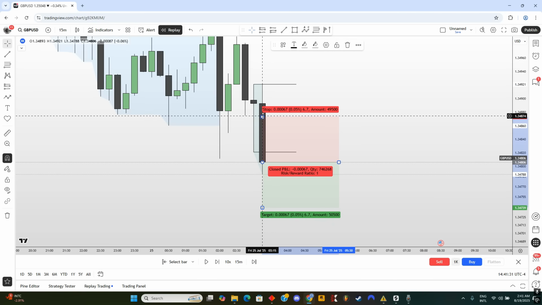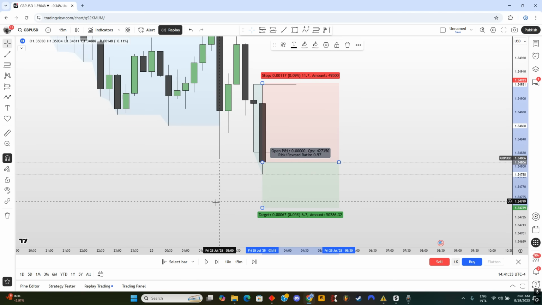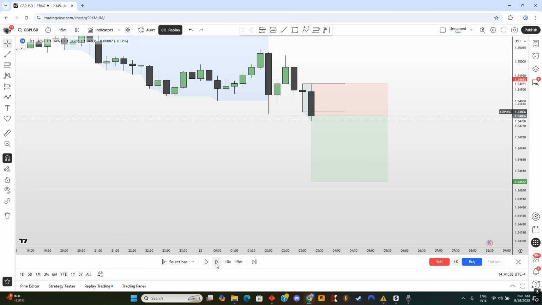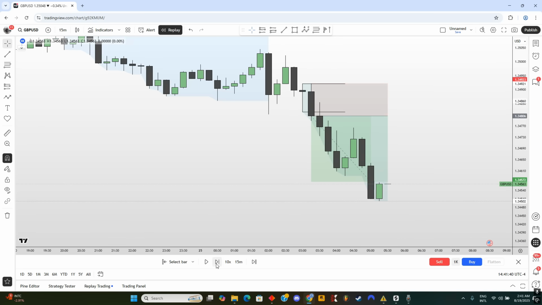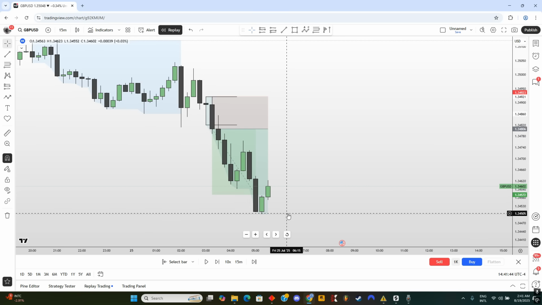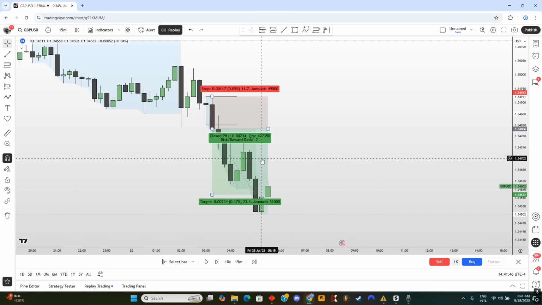You just put your stop right above the high of that 3 a.m. candle, and you go for 1 to 2 risk to reward ratio, and bam, right there we hit 1 to 2 risk to reward. We are out of the markets, and we're not looking back. We're not taking any trades.